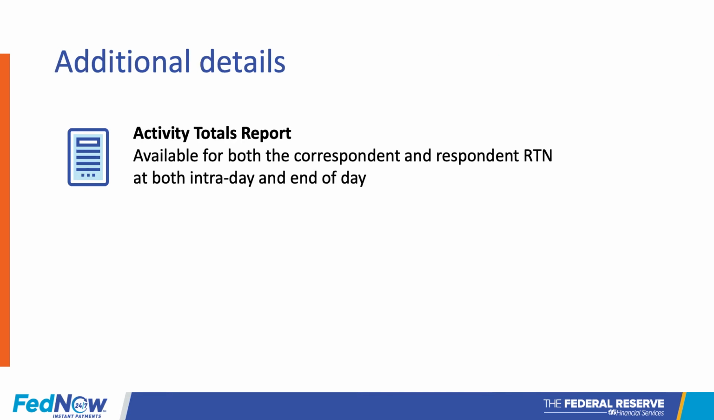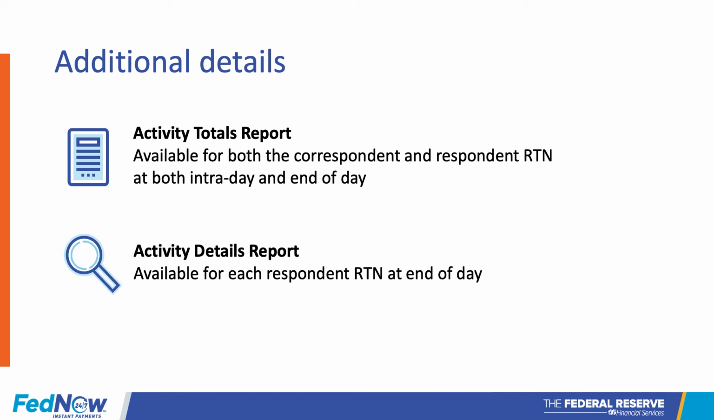Specifically, the Correspondent Activity Totals report will provide summary totals of debits and credits for each respondent financial institution settling transactions in your master account. Where a correspondent is also sending and/or receiving transactions themselves, it will have the ability to receive reports that include only its own transactions, as well as reports with respondents' transactions. The Activity Details report is available for each respondent's RTN enabled on the service. This report lists individual FedNow Service settled transactions per cycle date.